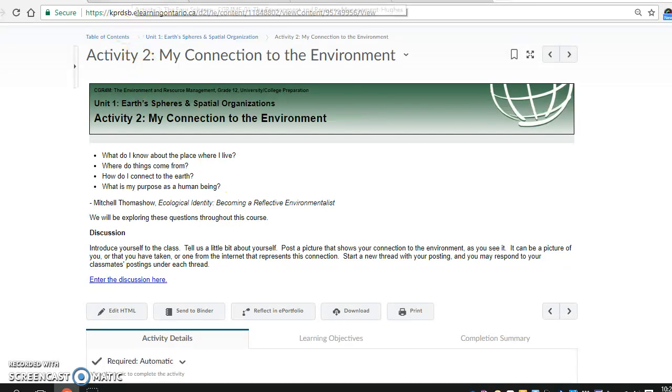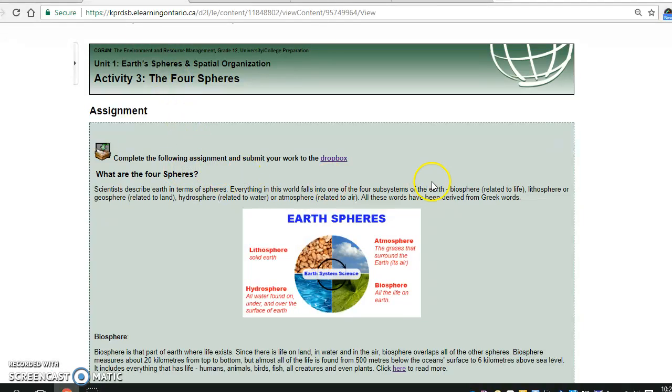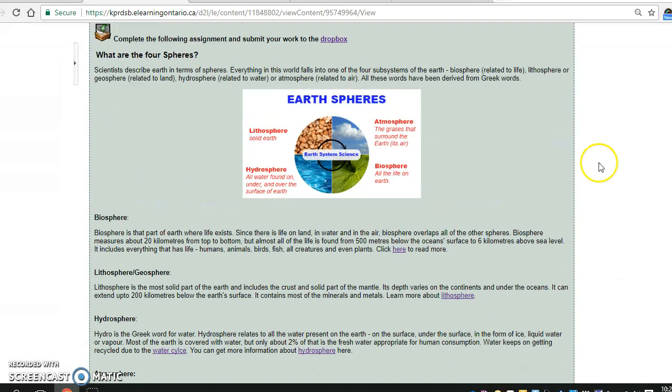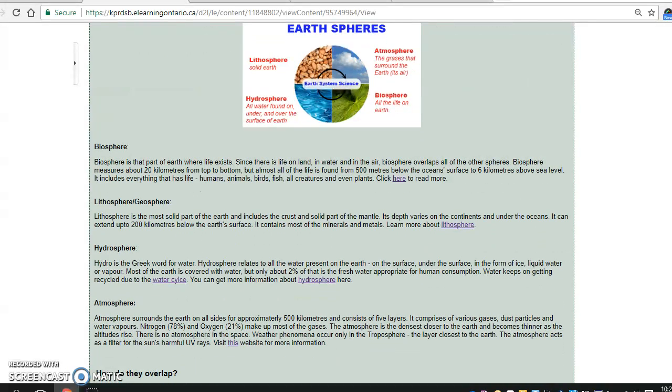The third activity introduces the four spheres, the Earth spheres: lithosphere, atmosphere, hydrosphere, and biosphere, and just gives you a brief explanation about a little bit about all of those different spheres, and they give you some additional information if you choose to read it over. I would highly encourage you to do that. Make sure you have a firm grasp and understanding of these concepts.